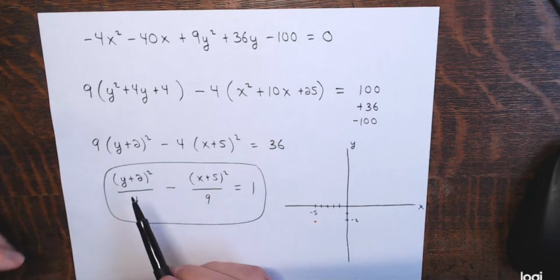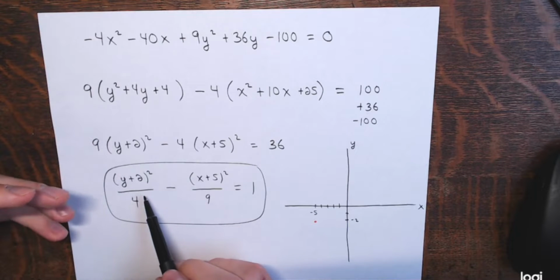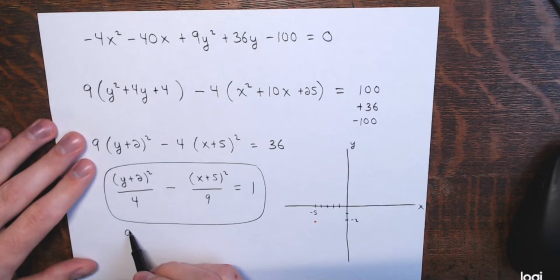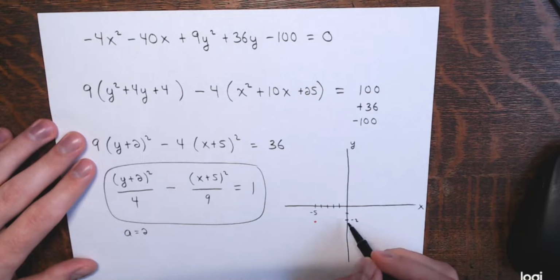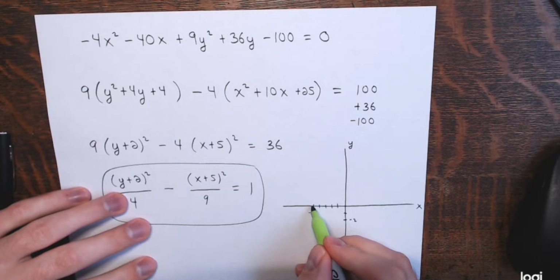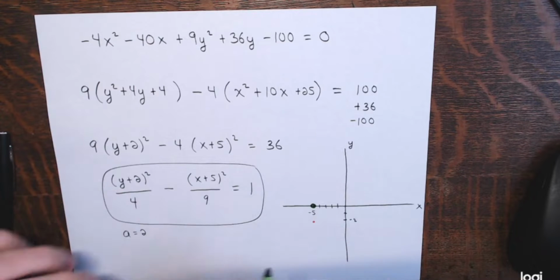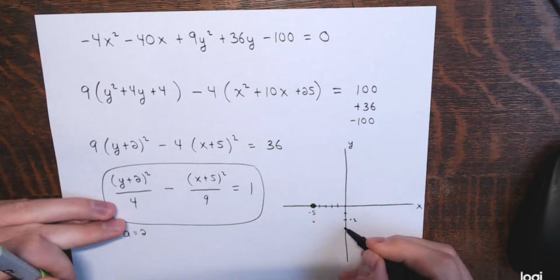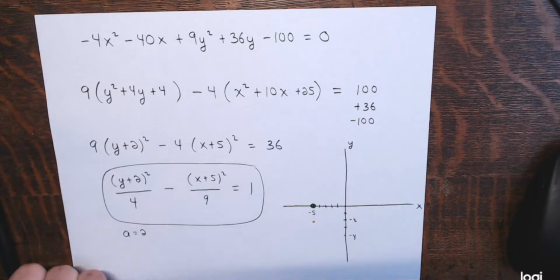And because it's y squared minus x squared, the transverse axis will be vertical. So a is 2, right? A squared is 4, a would be 2, and I'd go up and down 2 units for the vertices. So one vertex would be at negative 5, 0, and the other vertex would be at negative 5, negative 4.